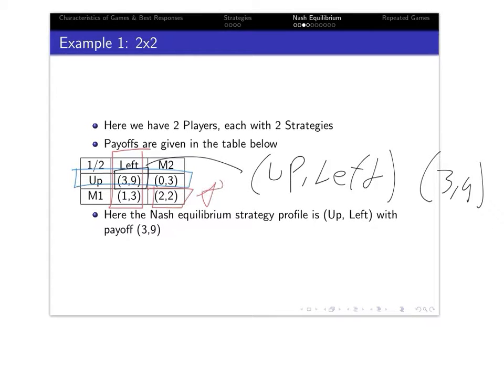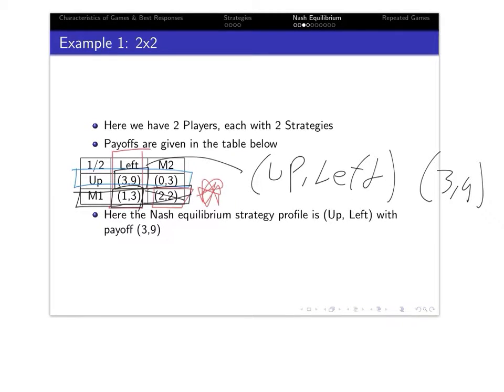Let's move over here. Let's look at here to sort of show you how it doesn't work. So now let's lock in player 2. Player 2 is definitely playing M2 now. Player 1 can go up and get 0, or go M1 and get 2. Clearly player 1's going to go M1. Now player 2 can go M2 or left. Clearly player 2 has an incentive to deviate over here because 3 is bigger than 2. So we know that this is not a Nash, and then we'd start over here. And you basically just rinse and repeat the procedure until you find the Nash.